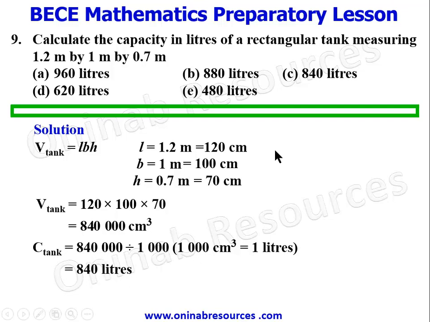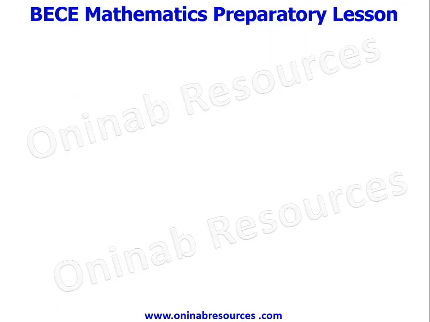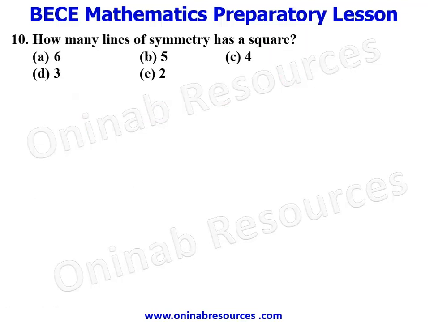And 840 liters is option C. And that's the end of the solution to this problem. We go to problem 10. For problem 10, how many lines of symmetry has a square?